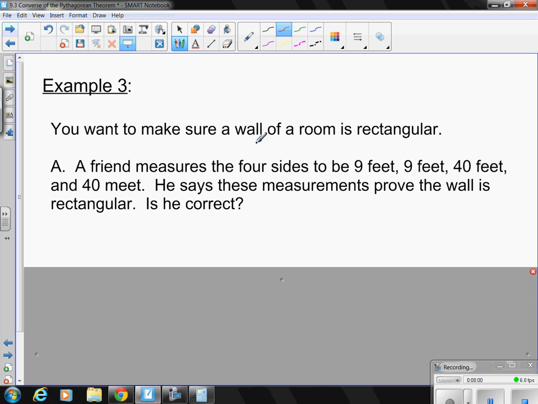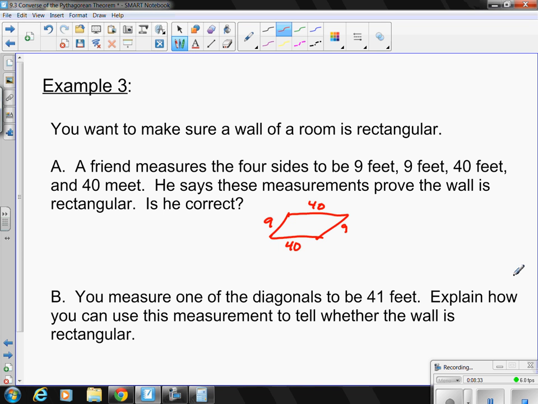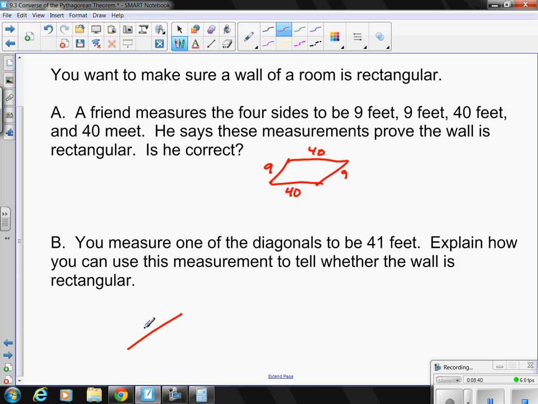Next question, you want to make sure a wall of a room is rectangular. A friend measures 4 sides to be 9 feet, 9 feet, 40 feet, and 40 feet. He says these measurements prove that the wall is rectangular. Is he correct? Now, if you remember, in a parallelogram, your opposite sides are parallel. This could be 9, that could be 9. So just measuring the lengths of the sides is not enough because it could be a parallelogram. But if you suggest that the measure of one of the diagonals is 41 feet, could we be sure enough that it's a rectangle? So now you measure that diagonal to be 41.